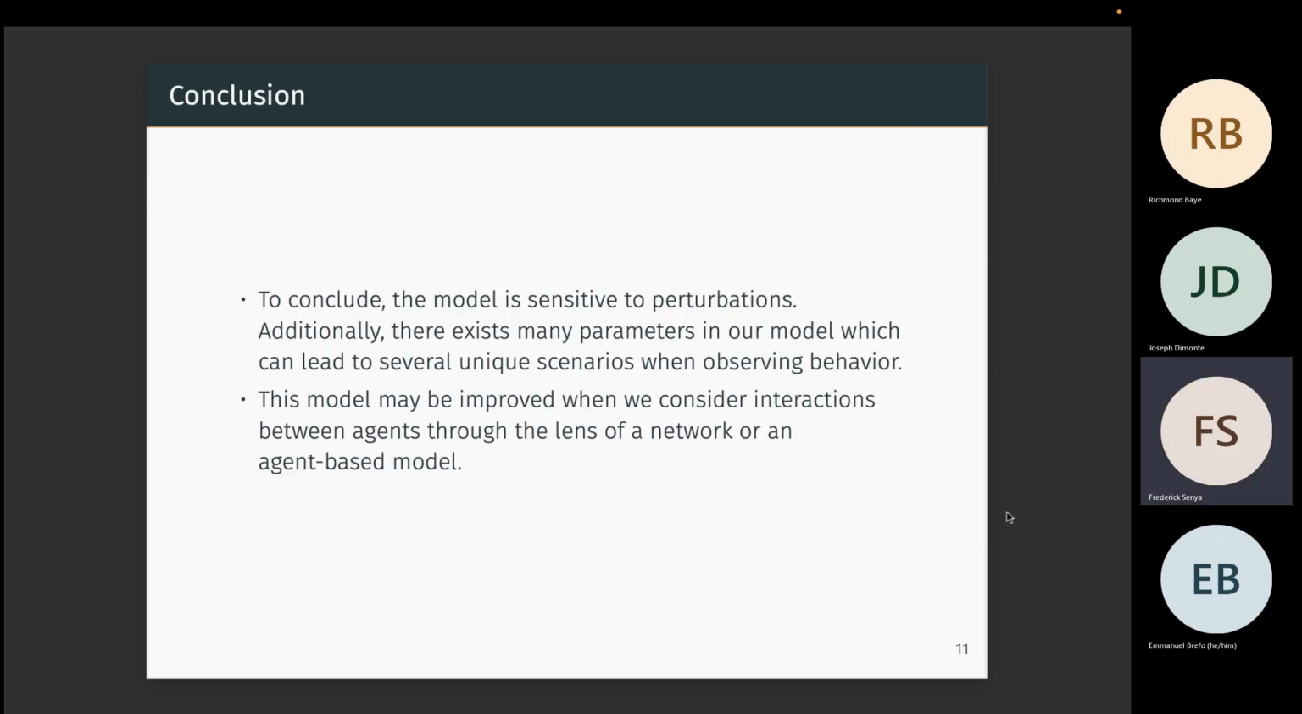So what we have done here is to take an SVEIR model and study the behavior of this model when it is an open system. And we realize that our model parameters are very sensitive to perturbation. And because our model has many parameters, we can observe other behaviors in our system, which we couldn't get enough time to observe. And this model can be improved when we consider interactions between agents through the lens of a network or agent-based model.